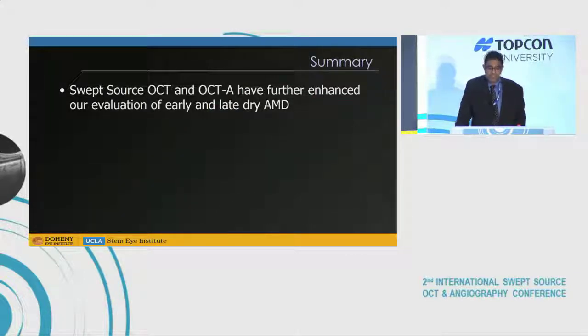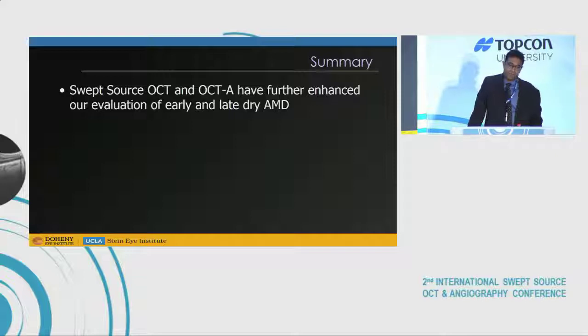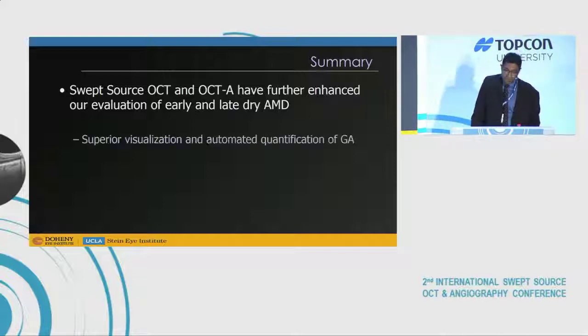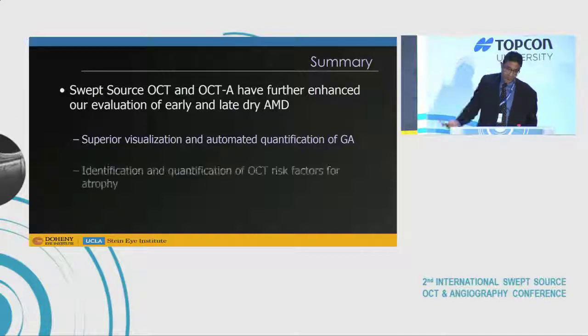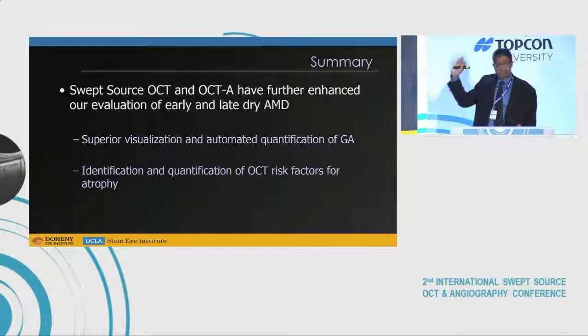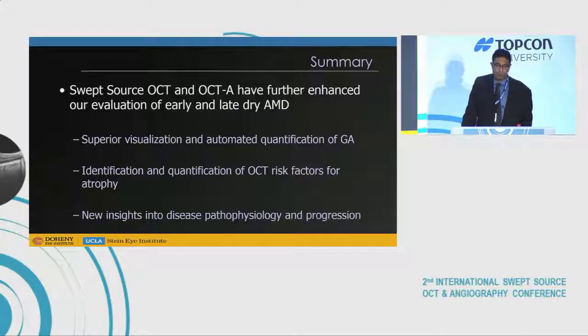So in any event, to summarize, swept-source OCT and OCT-A have further enhanced our evaluation of early and late dry AMD, giving us better visualization and automated quantification of GA, but also allowing us to identify and quantify some of these risk factors, which I think are really important for atrophy, and I think they've given us new insights into disease pathophysiology and progression.